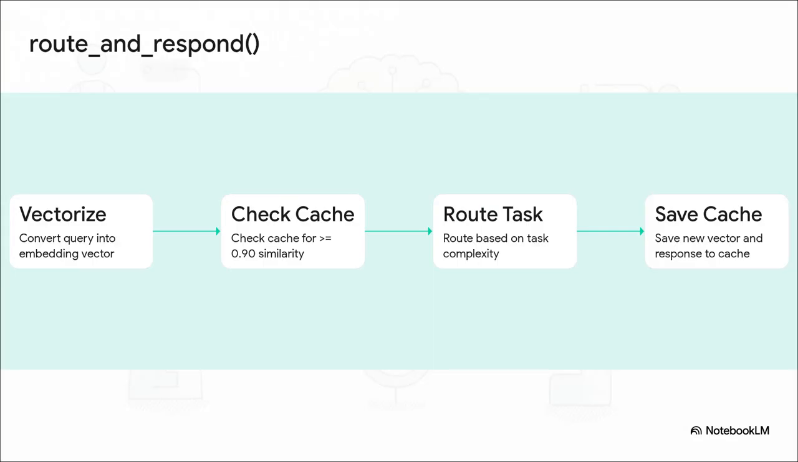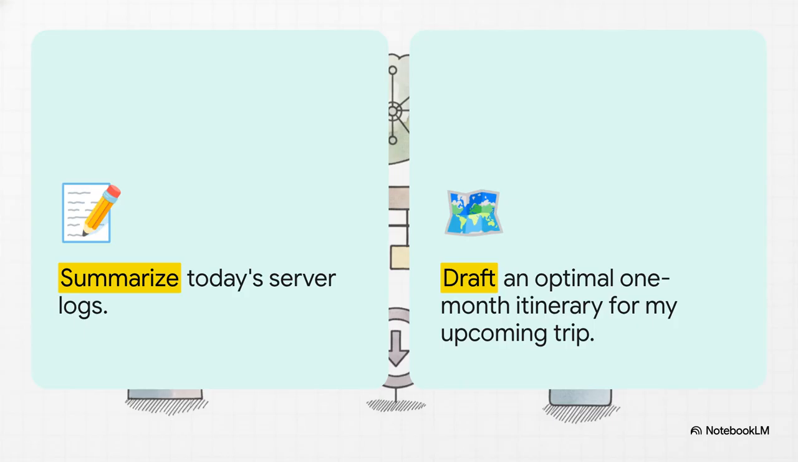Let's walk through the logic of his route and respond function step by step. It's a beautifully simple flow. Step 1, you convert the query to a vector. Step 2, and here is where the magic happens, you check the semantic cache. If the similarity is greater than or equal to 90%, boom, you return the cached response immediately, totally bypassing the expensive LLM. If it's a completely new query, we drop down to step 3, route the task based on its complexity. And finally, step 4, save that new vector and the generated response straight into the cache for the next time someone asks.